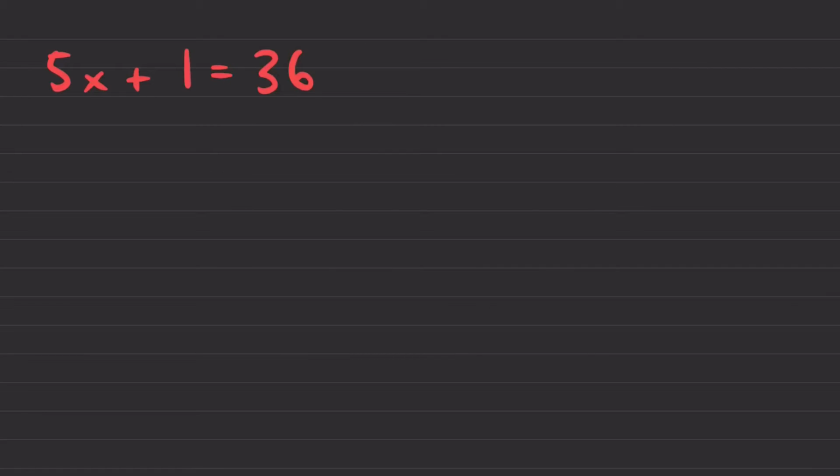Now, in order to solve these, we're going to undo each operation one at a time. The trick is to figure out which operation to do and when. Now, I've heard lots of students make the same mistake, and they say, okay, well, I know that with BEDMAS, I'm supposed to do the multiplication before addition, so I'm going to get rid of that times 5 first, and then I'll do the 1, because multiplication comes before addition in BEDMAS.